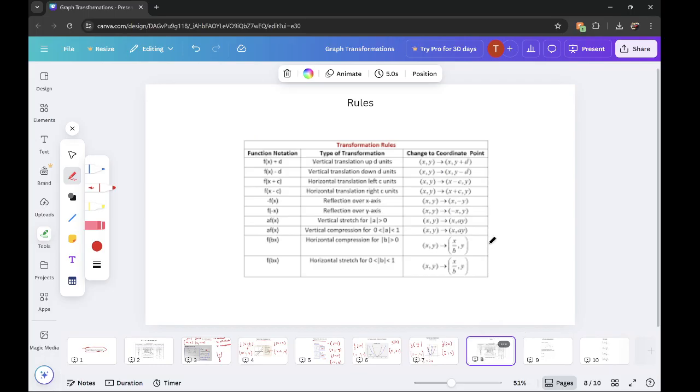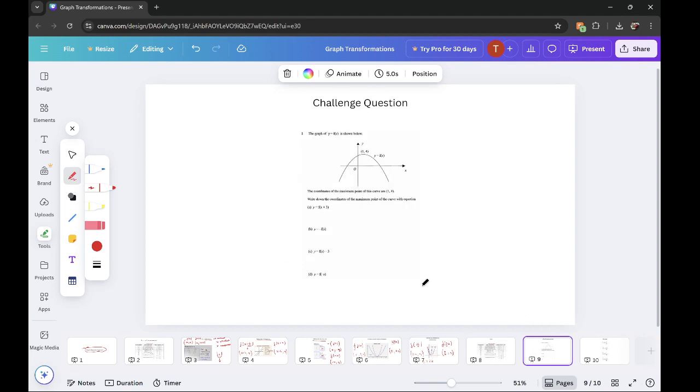And now finally we've come back to our rules, and hopefully we've gone through everything that you need to know for the basics of horizontal translations and graph transformations. I have posted in these Canva slides a challenge question for you to attempt, and the answers are posted on the next slide. So please do go through that in your own time and try to solve it, and hopefully you should be able to do it.